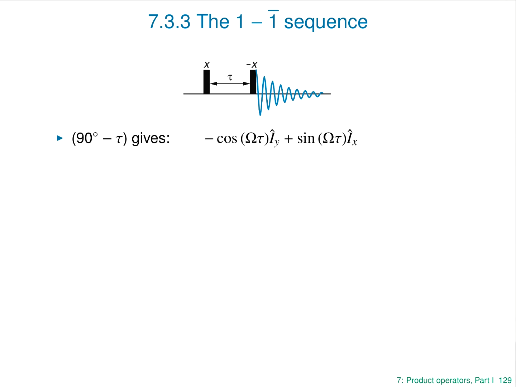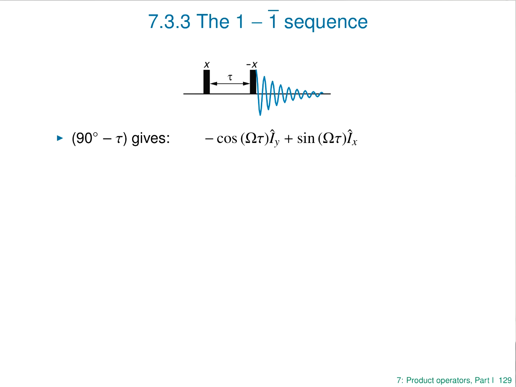So let's put that to use and analyze finally one more pulse sequence, and this is the 1-1 bar sequence. Now, this pulse sequence consists of a 90-degree pulse about x, followed by a delay tau, and then you do a 90-degree pulse about minus x, and then you acquire the signal.